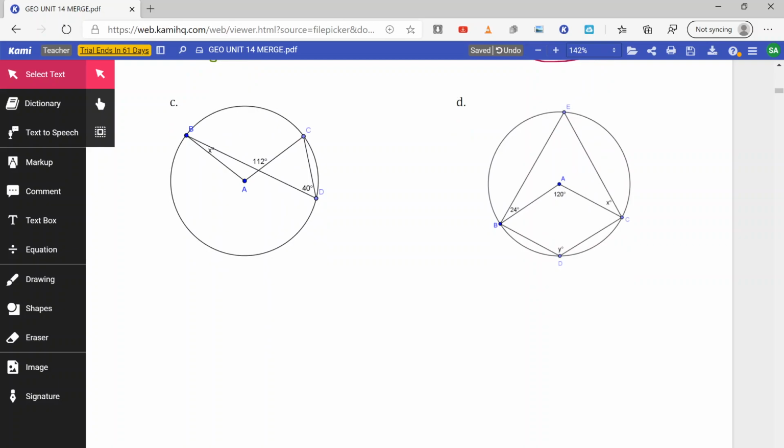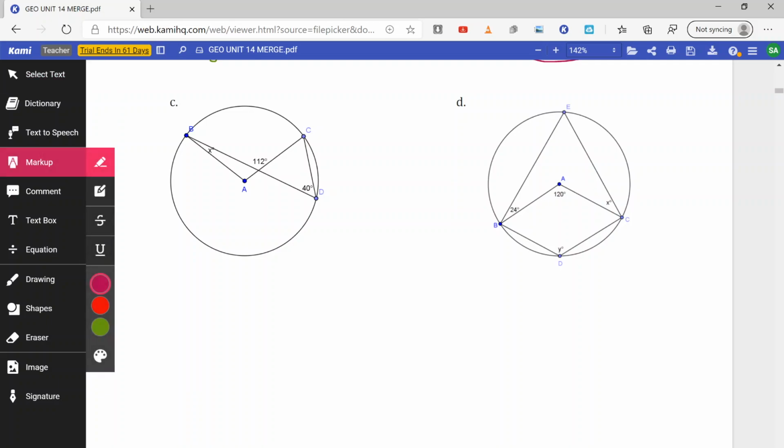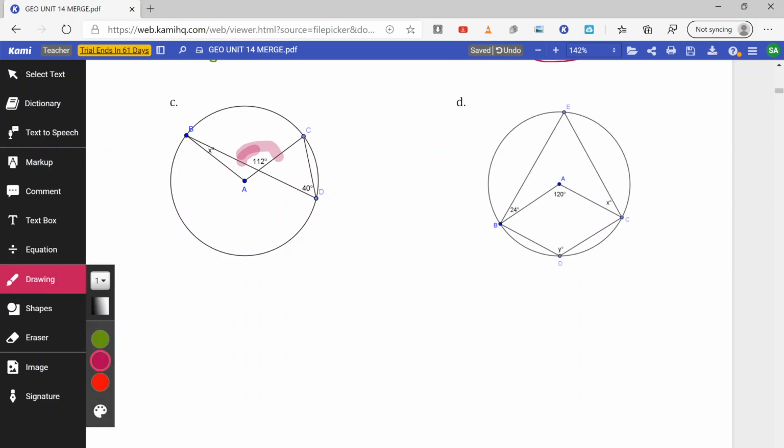Now C, I have angle measurements of x, 112, central angle of BAC, and then I got angle D of 40 degrees, and we need to figure out, obviously, angle X. So we know this angle is 112, and because this is 112, 180 minus 112 is going to give me a 68-degree measure.